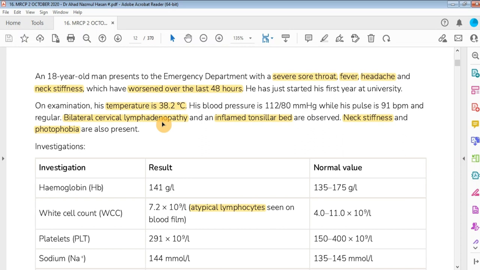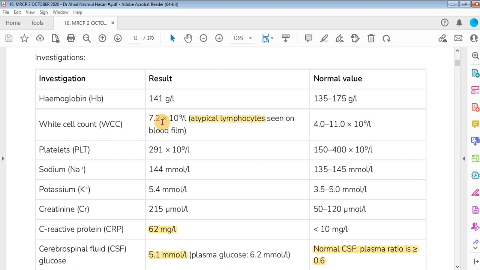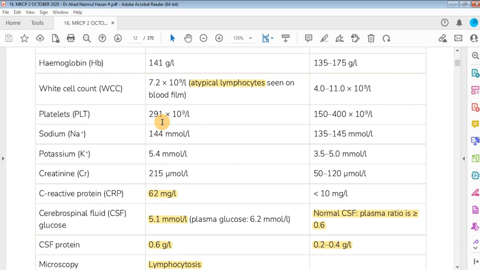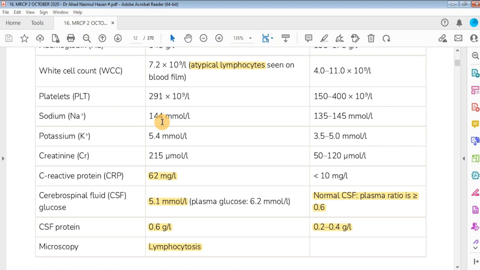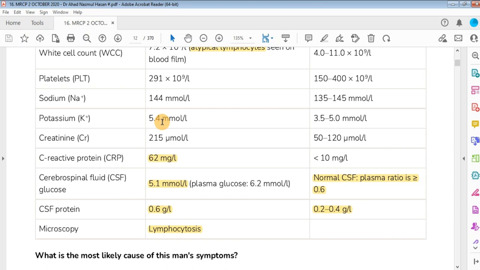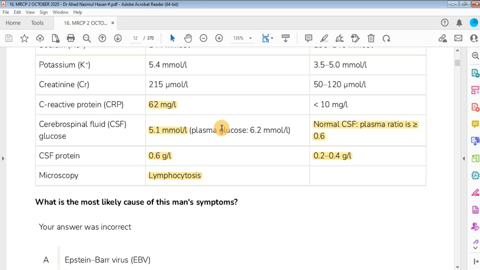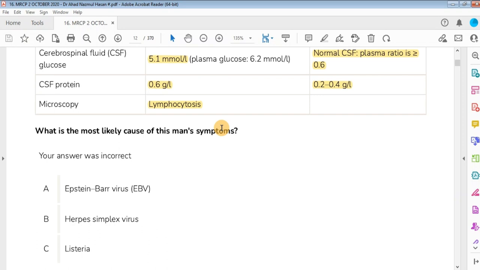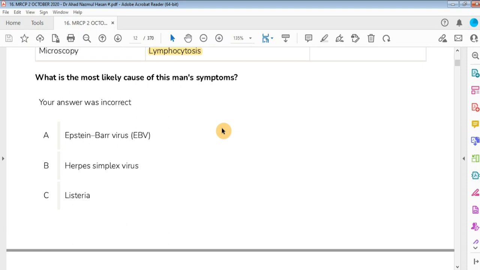Hb is 14.1, TLC is 7.2, platelets 291,000, sodium 144, potassium 5.4, creatinine is 215, which is raised, CRP is positive at 62. CSF glucose is 5.1, which is on the higher side. CSF protein is 0.6 grams per liter. Microscopy shows lymphocytosis. What is the most likely cause of this man's syndrome? EBV, HSV, listeria, meningococcal, or TB?